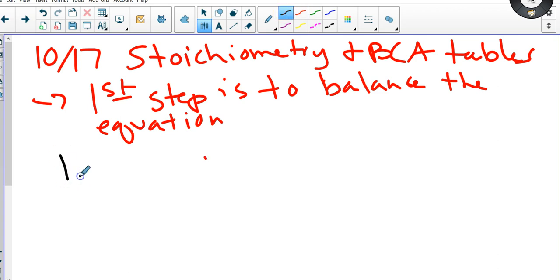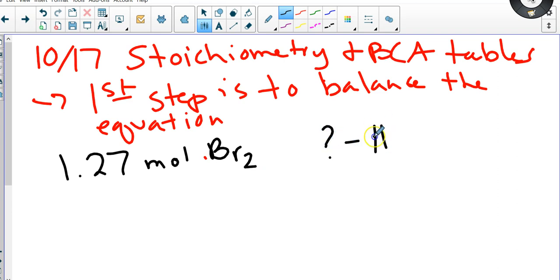So if you look at number 1, it says that we have 1.27 moles of bromine. We talked about that yesterday: bromine's diatomic, and it's going to react with phosphorus. The question wants to know how many moles of phosphorus tribromide. So the first step always is to balance the equation.